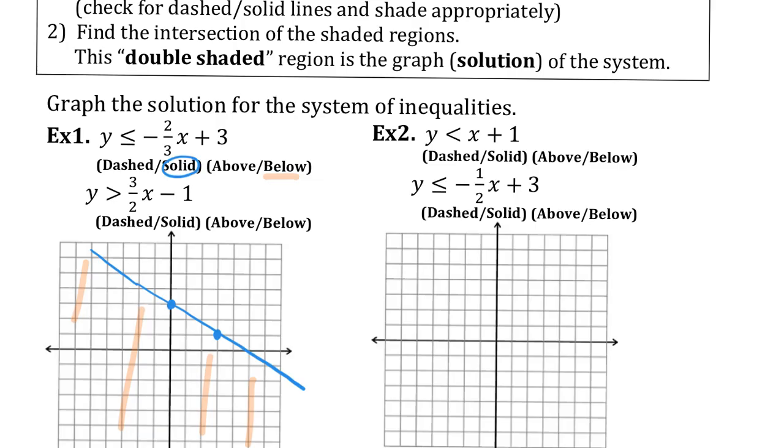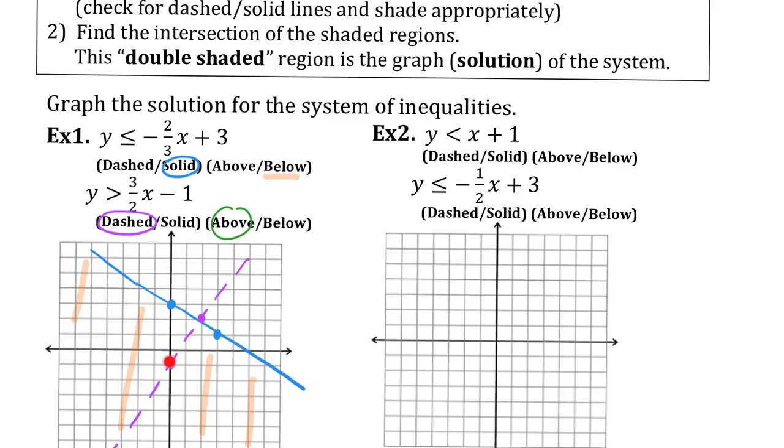Okay, the second inequality is y is greater than 3/2 x minus 1. This is dashed because there's no equals. Y-intercept is negative 1. I go up 3/2, and it should be dashed. Now I need to find the shaded region. The shaded region has only to do with this purple line now. This is greater than, so I'm going to shade above this line. I'm going to use a different color.